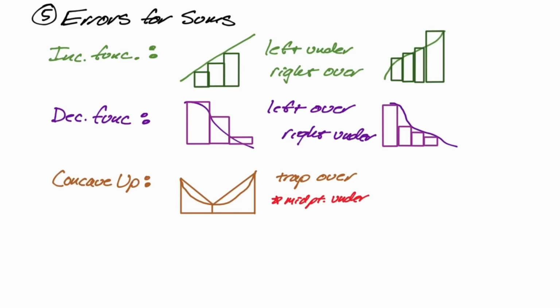And when you're justifying, you just need to say, like, this will be an underestimate because when a curve is concave up, a midpoint sum gives an underestimate. Like, you're referencing the concavity. That's all you need to do.